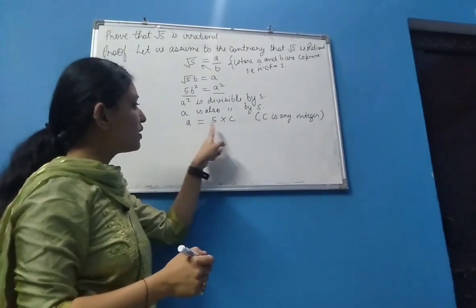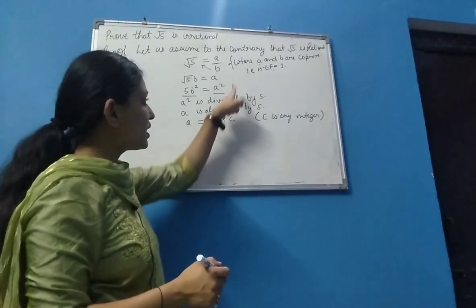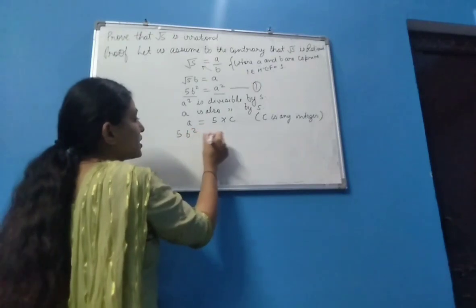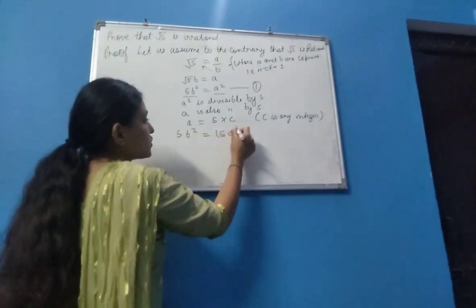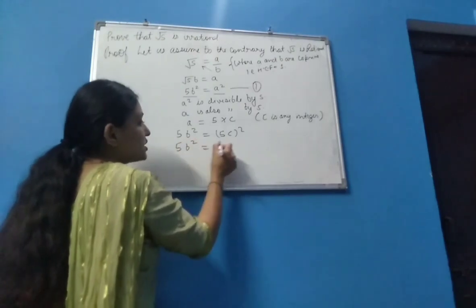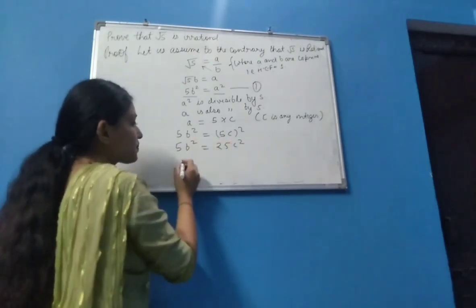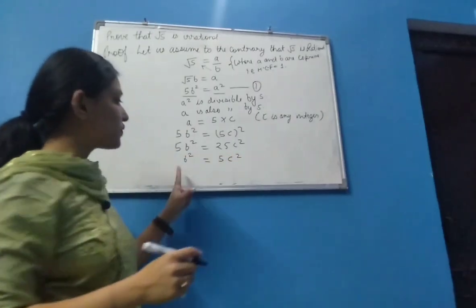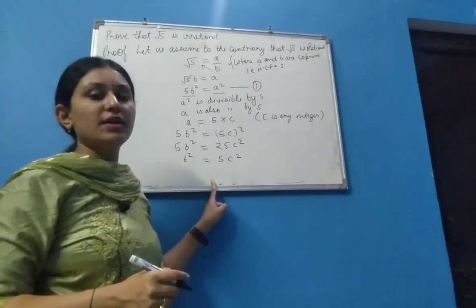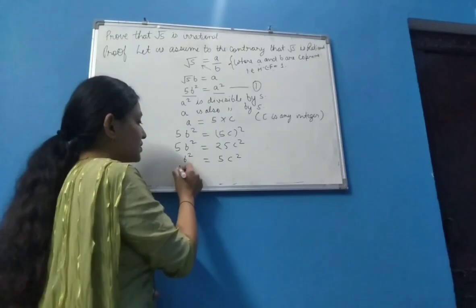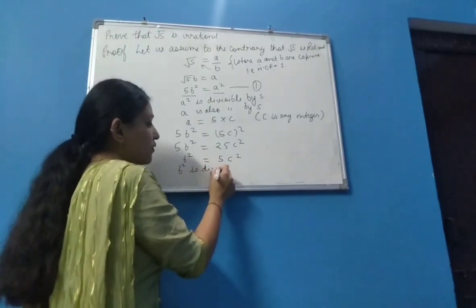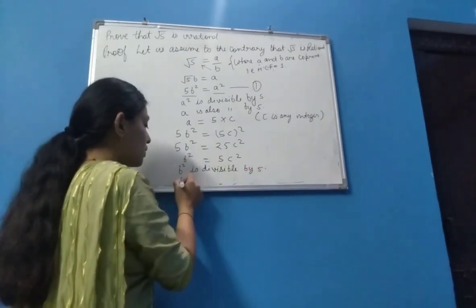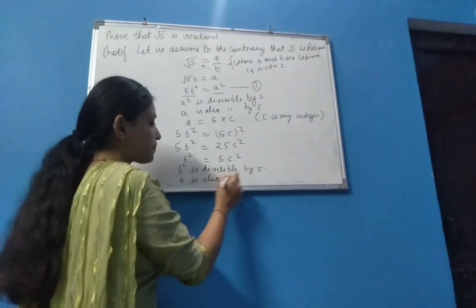So now from here we will put the value of A equal to 5C in this equation. This is the first equation. We put the value of A equal to 5C. So we get 5B square is equal to 25C square. On simplifying this, we get B square is equal to 5C square. So from here we get that B square is divisible by 5. B square 5 से divisible है. From the theorem we can say that if B square is divisible by 5, then B is also divisible by 5. ठीक है?